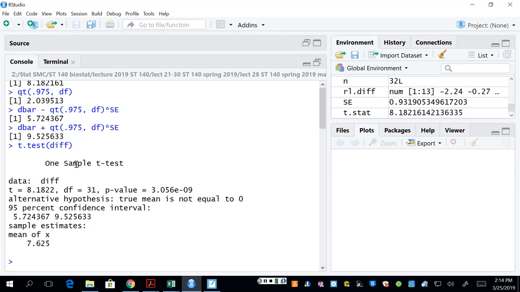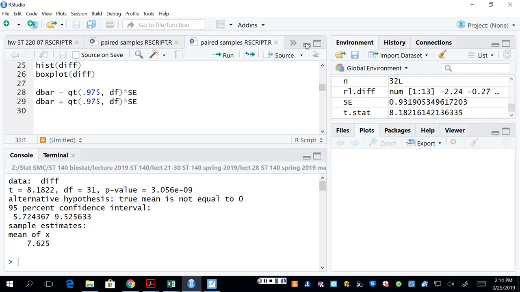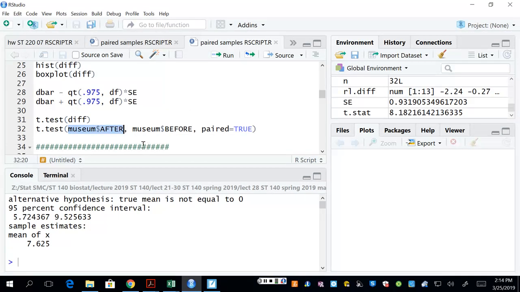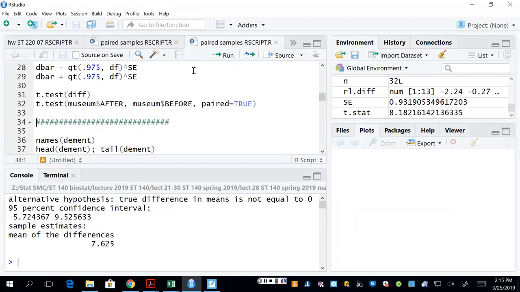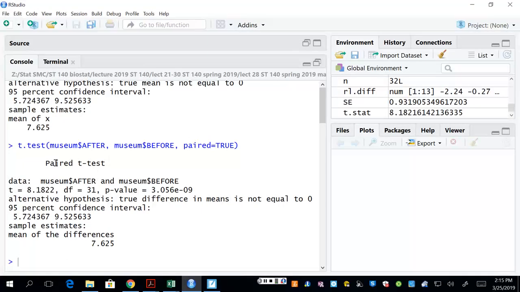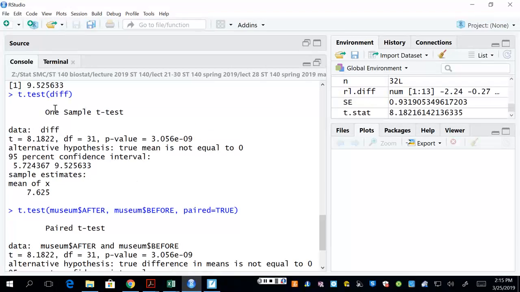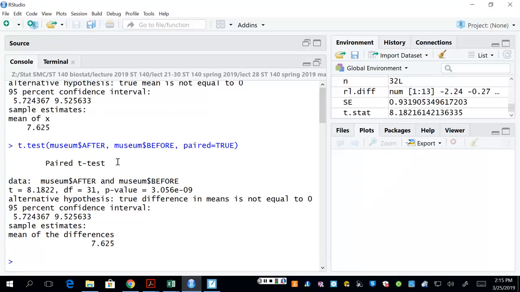If you don't take the differences initially in R, you could put the museum values after, then before. If you just give it 2 columns, it thinks it's 2 separate samples, as if you took one sample of people who went to the museum and another sample of people who didn't. You have to tell it it's paired. That's part of the design. If you tell it paired equals true, it gives you the same results. This one was called a one sample t-test because you only had one column of differences. This one was called a paired t-test because you had after and before and told it they were paired. But it's doing the same computations.